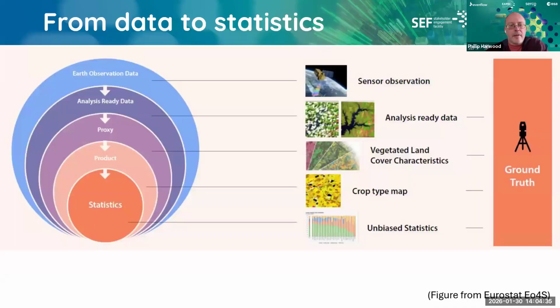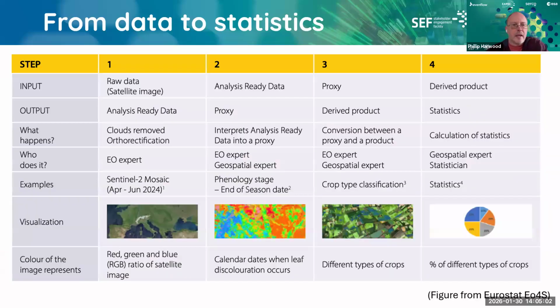And this is a figure that I took from Eurostat, just showing the different layers, starting from the acquiring of the data, the tidying it up, making it into analysis-ready data. Sometimes you're not actually measuring the thing you want to know, you're actually measuring a proxy for it. And then from there, you need to go to the product, you need to go to the statistics. And at every stage, you really need to be thinking about the ground truth in order to check your workings.